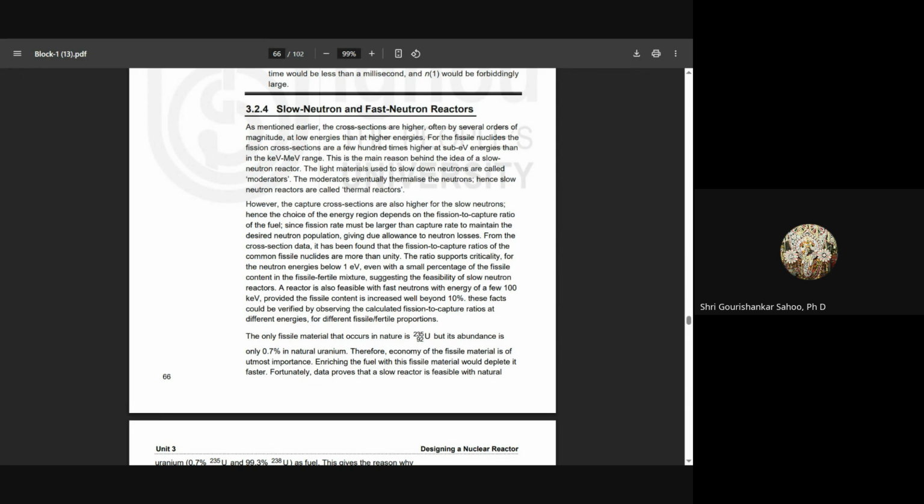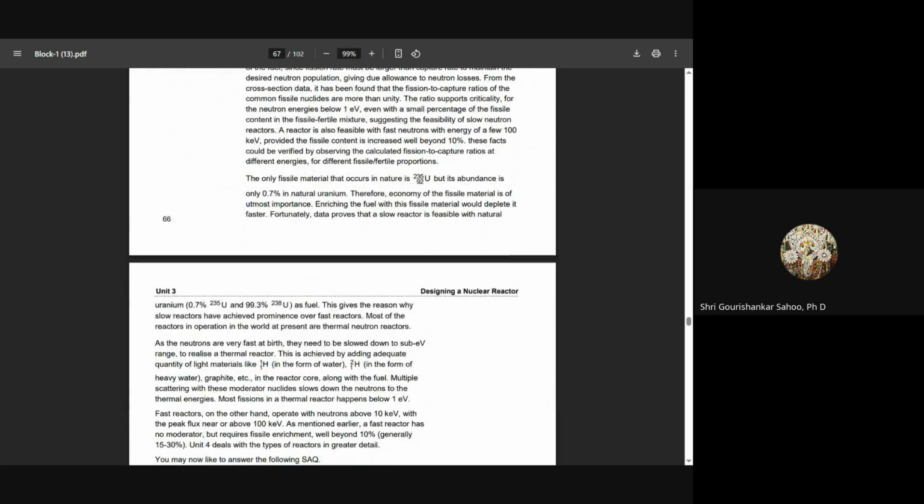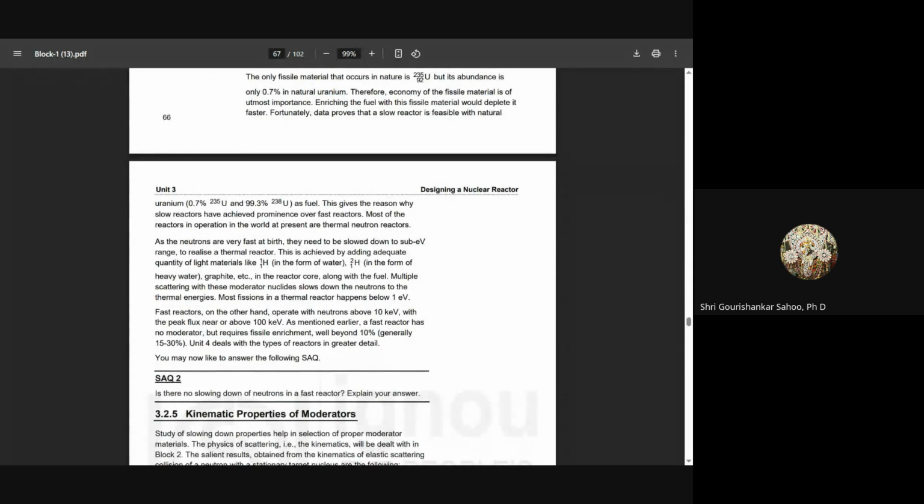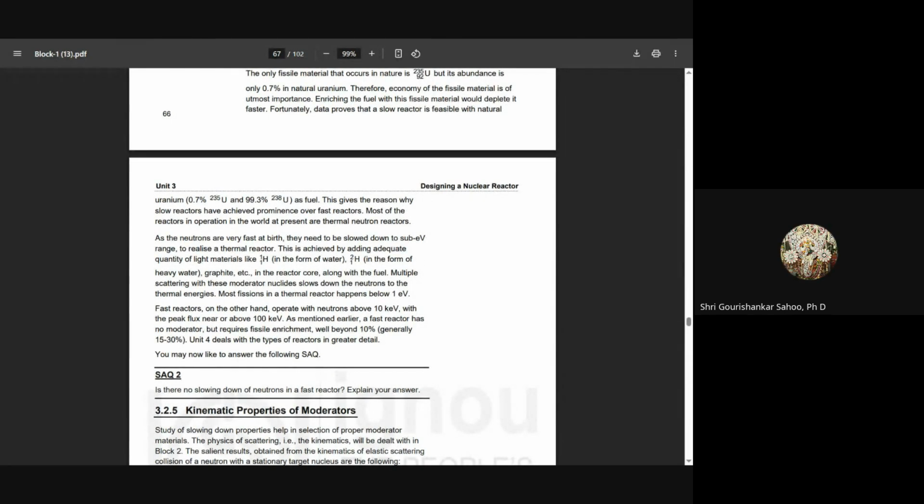These facts could be verified by observing the calculated fission to capture ratios at different energies for different fissile or fertile proportions. The only fissile matter that occurs in nature is uranium-235, but its abundance is only 0.7% in natural uranium. Therefore, economy of fissile material is of utmost importance. Enriching the fuel with this fissile material would deplete it faster. Fortunately, data proves that the slow reactor is feasible with natural uranium, that is 0.7% uranium-235 and 99.3% uranium-238. This gives the reason why slow reactors have achieved prominence over fast reactors.